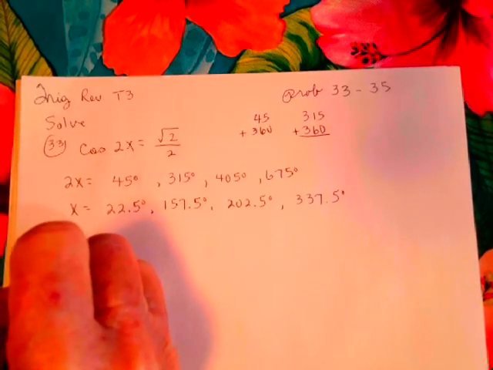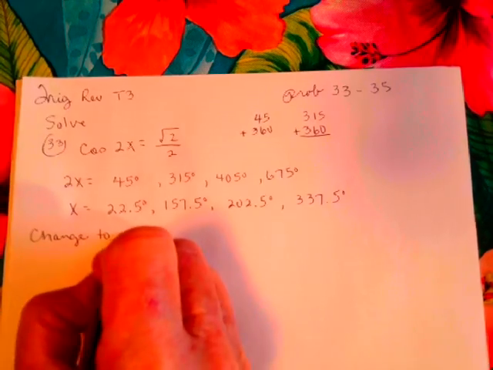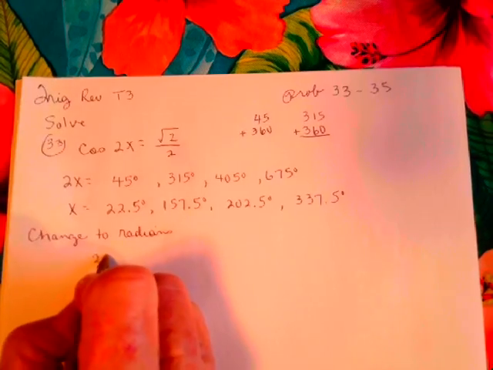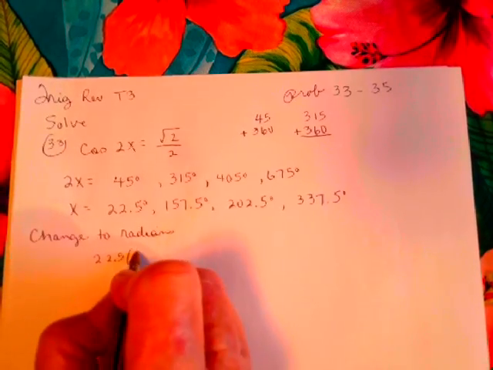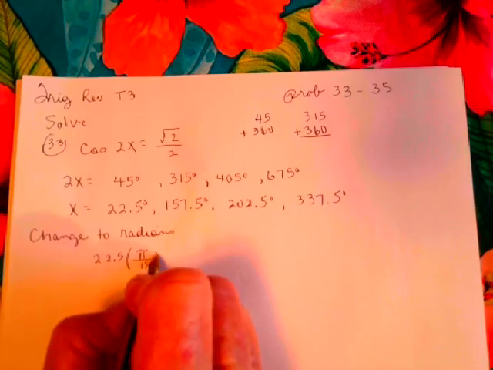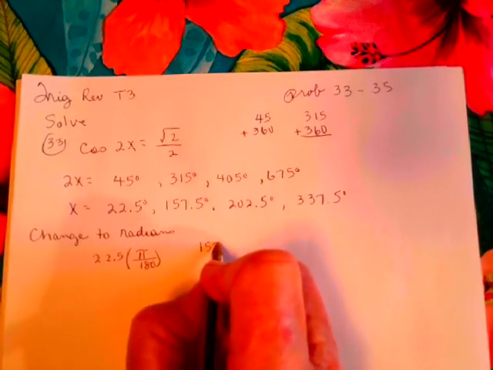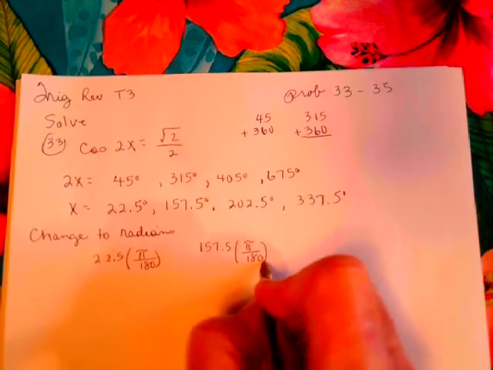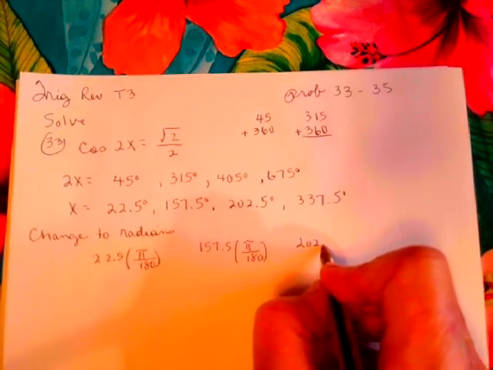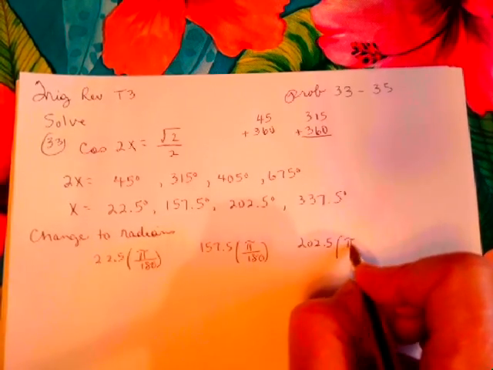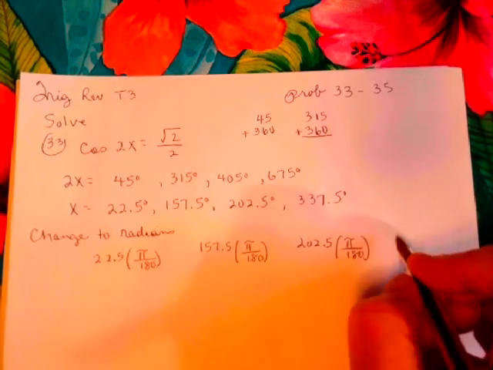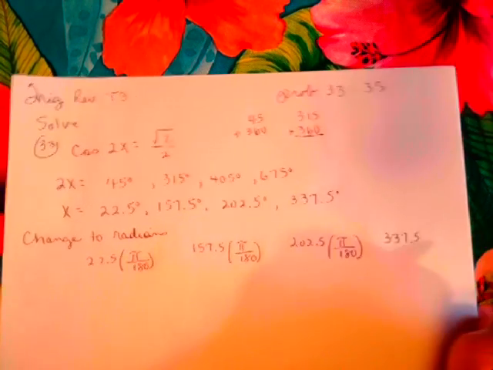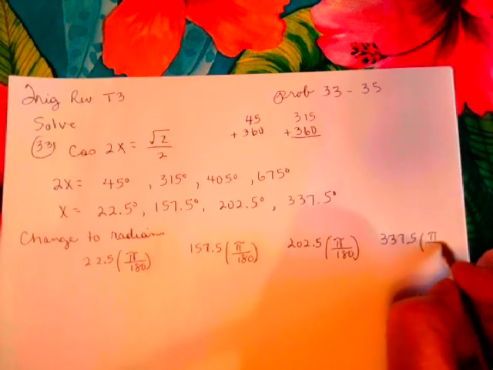Change to radians because these answers are in radians. You know you're going to do 22.5 times pi over 180. You're going to do 157.5 times pi over 180. You're going to do 202.5 times pi over 180. And you're going to do 337.5 times pi over 180.